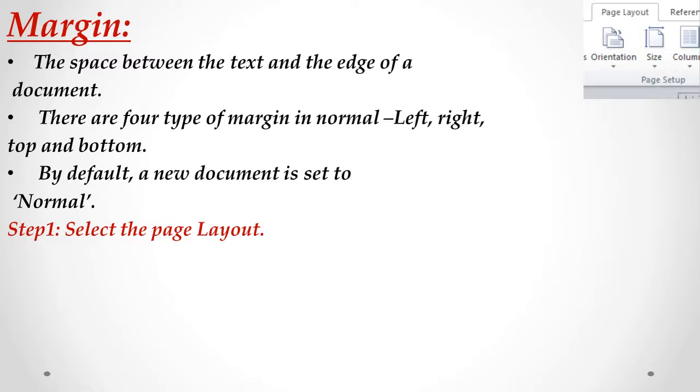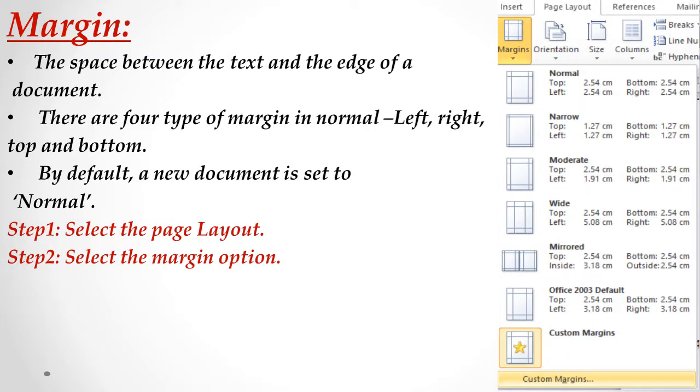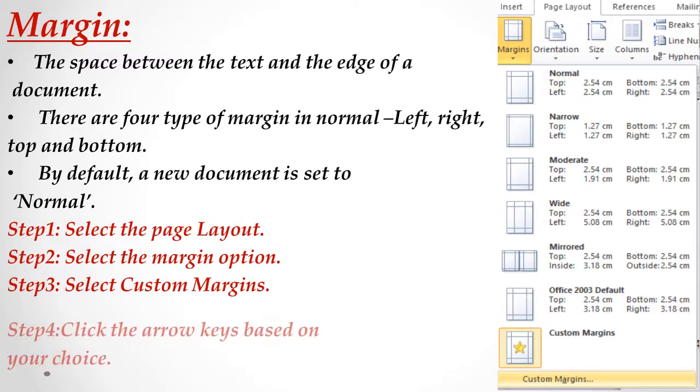Step 1, select the page layout first. First open your document. In that document, go to page layout. See here in this window, this is page layout. Step 2, select the margin option. The margin option is there down to that page layout, a little to the left side. Select the margin option.